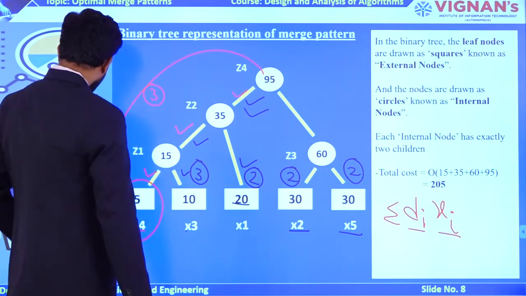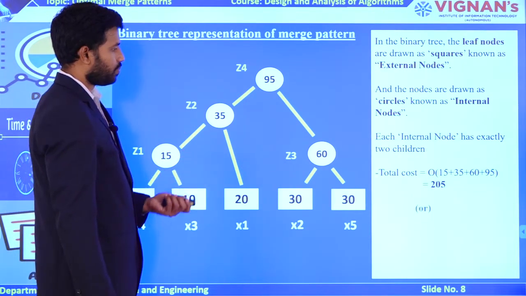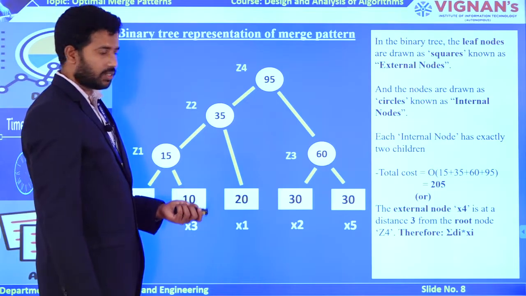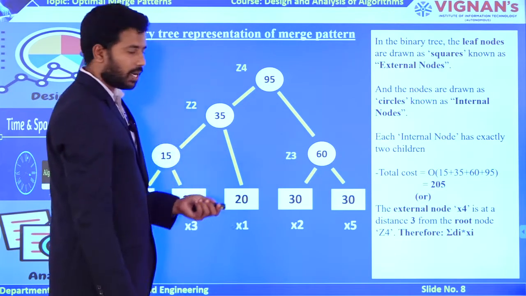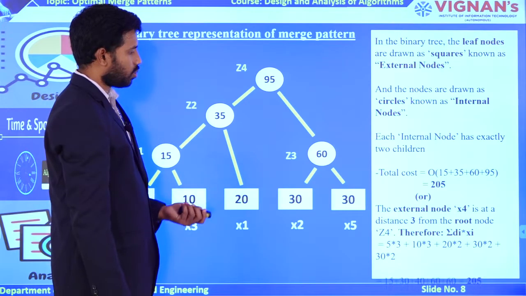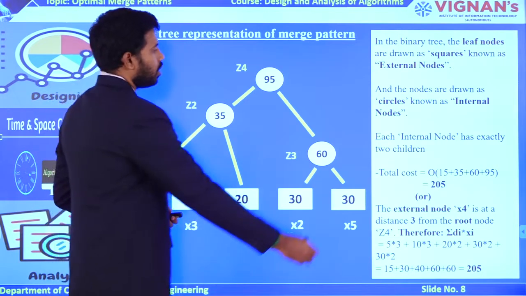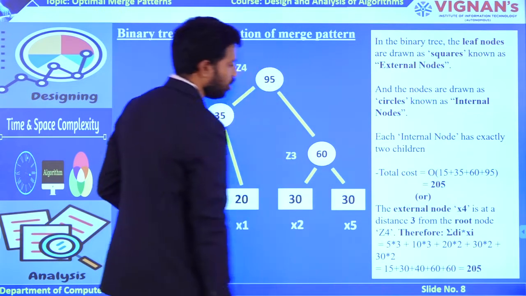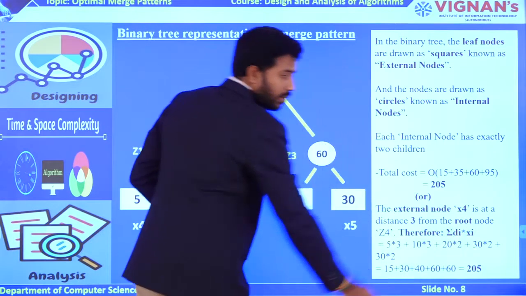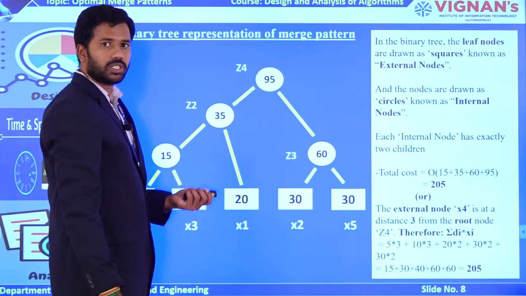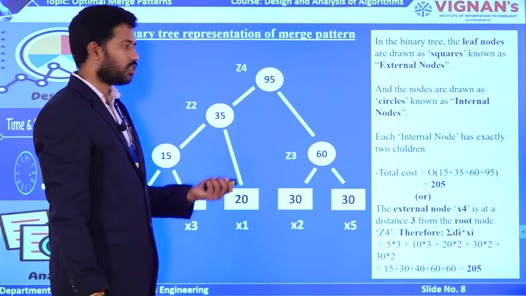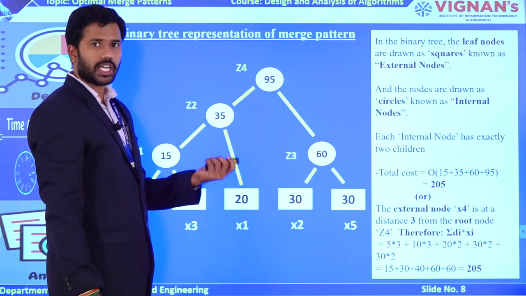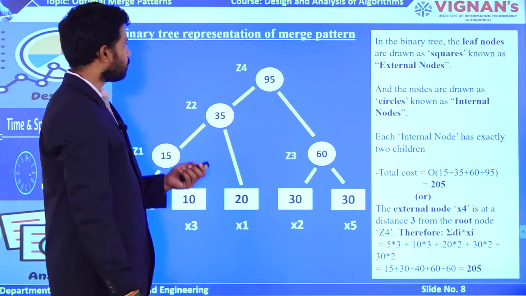Okay, it can be found in these two ways. Yes. So if you apply this sigma of di into xi, ultimately we will get a total time complexity of 205 only. So both the sum of internal node values as well as sigma of di into xi will generate the same time complexity. Okay, so you can follow either one. Both are acceptable. Okay.